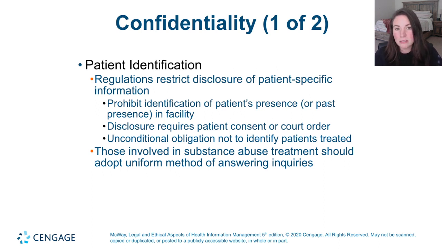So if someone sends in a request for information, they are able to say, we have not treated this patient, which, to me, makes it kind of easy to figure out if a patient was treated for drug or alcohol abuse. If the facility doesn't tell you that they were not treated there, then you can deduce that they were. Anyways, because of this, each of these types of facilities should have a method in place for how all of these requests should be answered.